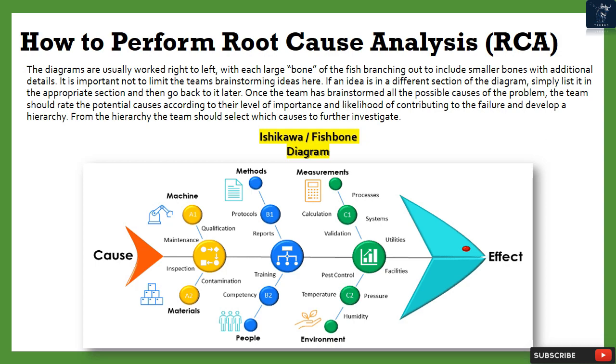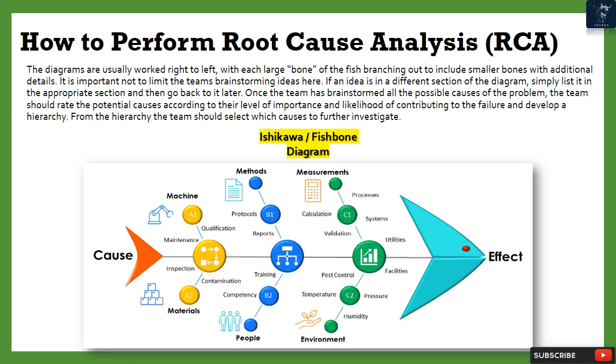The diagrams are usually worked right to left, with each large bone of the fish branching out to include smaller bones with additional details. It is important not to limit the team's brainstorming ideas here. If an idea is in a different section of the diagram, simply list it in the appropriate section and then go back to it later. Once the team has brainstormed all the possible causes of the problem, the team should rate the potential causes according to their level of importance and likelihood of contributing to the failure and develop a hierarchy. From the hierarchy, the team should select which causes to further investigate.